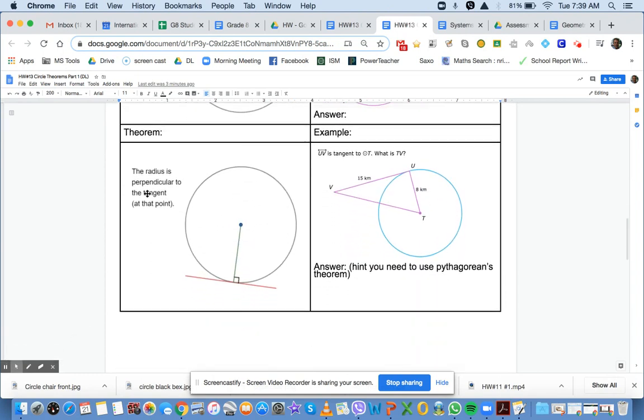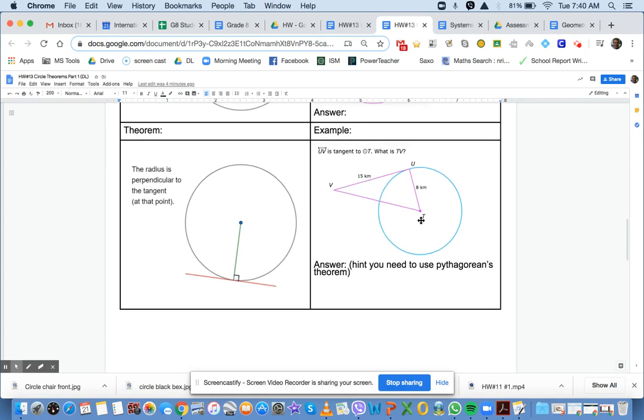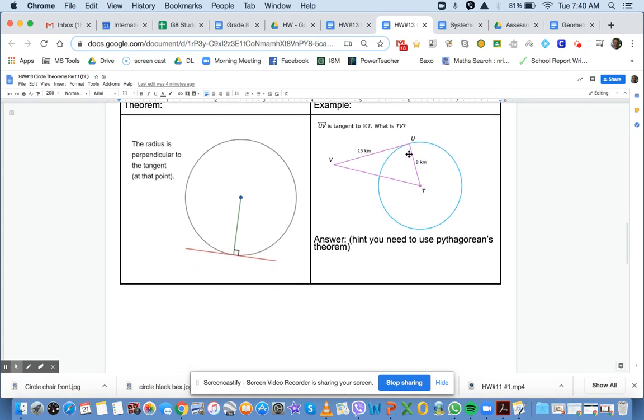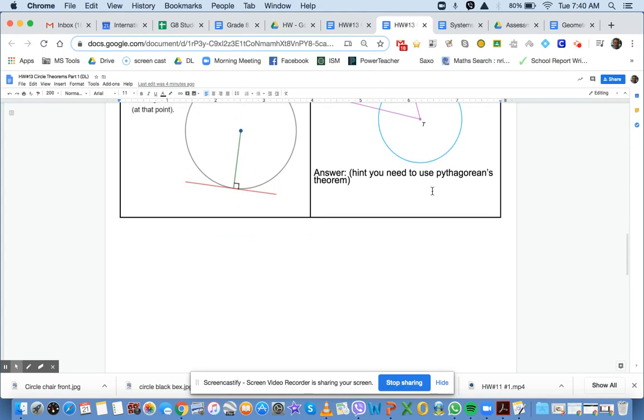The next theorem: a radius to a tangent is always 90 degrees. And that's pretty intuitive because we know that the nearest distance from a point to a line is always perpendicular. And that would have to be the nearest distance. And we can use that to answer this question here. So we know that this is 90 degrees. So how are we going to find the missing side? Well, we're going to have to use Pythagoras' theorem on that.